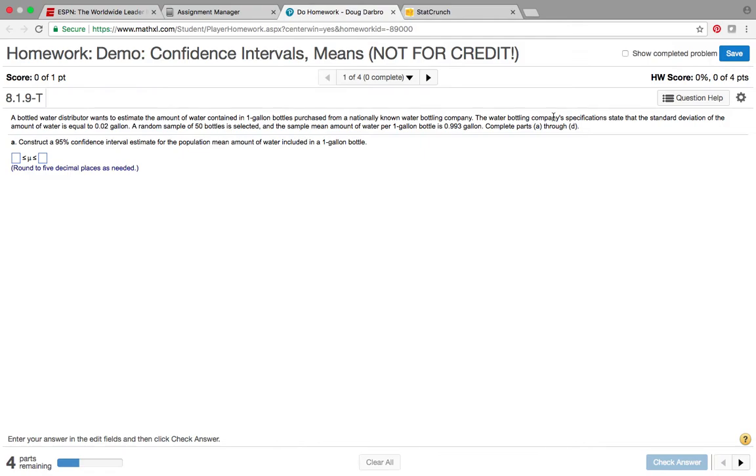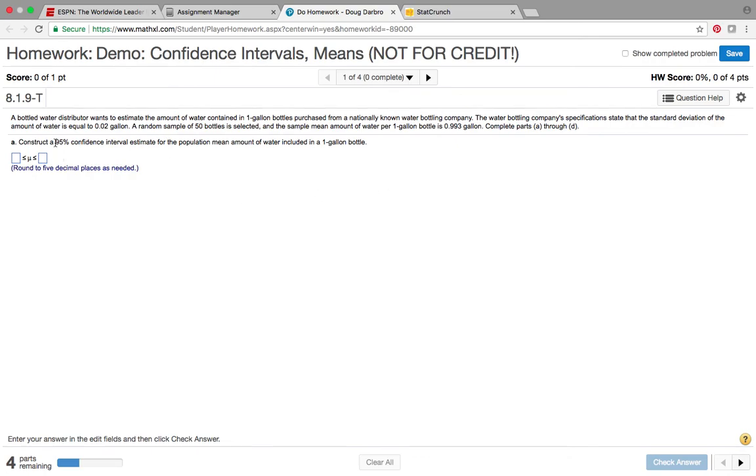of 50 bottles. It looks like the sample mean is 0.993. And I'm just writing all this stuff down on a sheet of paper. Complete parts A through D. Well, guys, all this put together, I know that I am going to construct a Z interval because of this statement right there, because I'm given a statement about the variation, the standard deviation for all of the bottling company specifications.